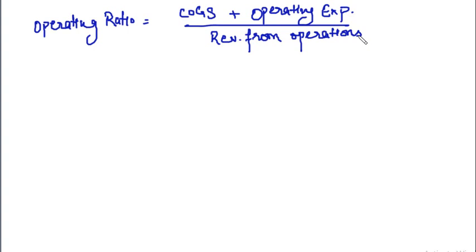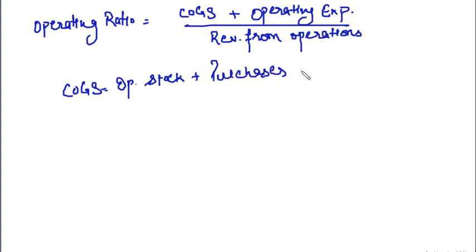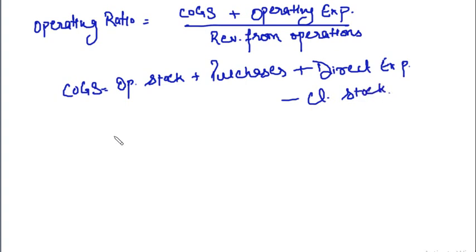Clear? Now what is cost of goods sold? You all know. What is cost of goods sold? Opening stock plus purchases plus any direct expenses minus closing stock, right? This is COGS.